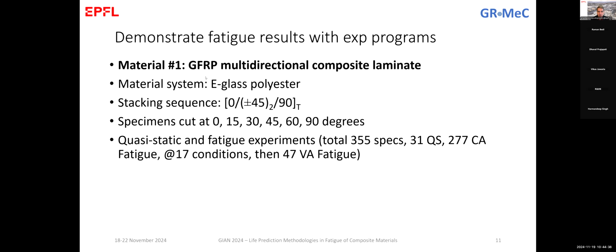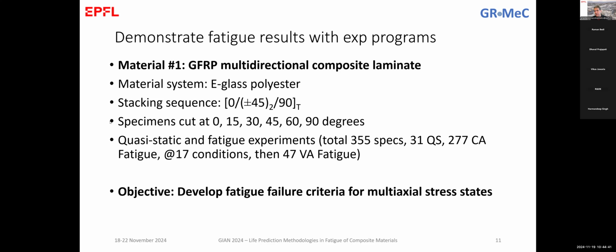Actually, this is work that I did when I was a PhD student. This is 25 years old. The material system is a glass polyester laminate with this stacking sequence that you can see here. It's a building block used for wind turbine rotor blades with 0, plus, minus 45 and 90 degree layers placed in certain configurations. And then we cut specimens at different directions, 0, 15, 30, and so on. And we performed a lot of quasi-static and fatigue experiments. In total, 350 specimens were tested in this investigation.